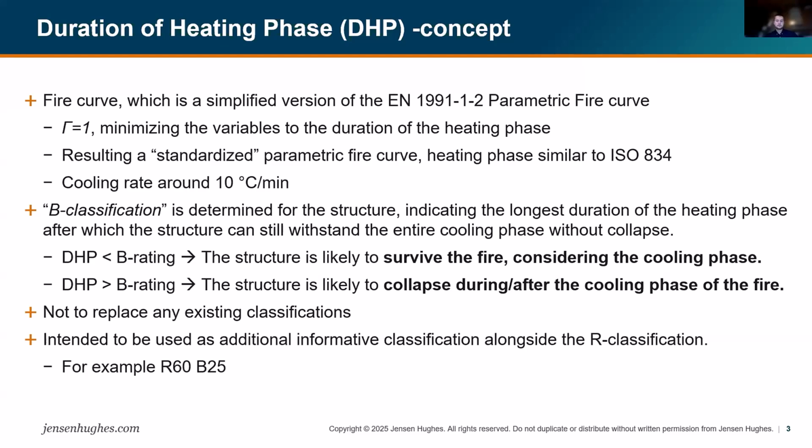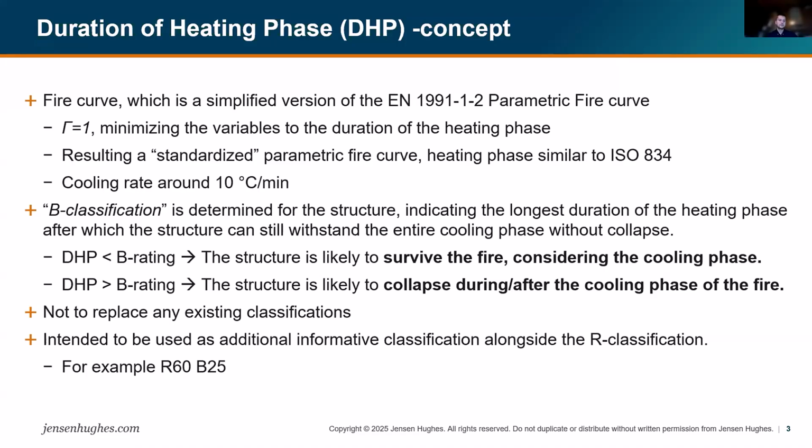With this fire curve, it is proposed to determine burnout resistance, or B classification, for the structure, indicating the longest duration of the heating phase, after which the structure would still probably withstand the entire cooling phase, maintaining its load-bearing capacity. So if we have this B rating threshold and the heating phase would be shorter than that, then the structure would likely survive the fire considering the cooling phase.